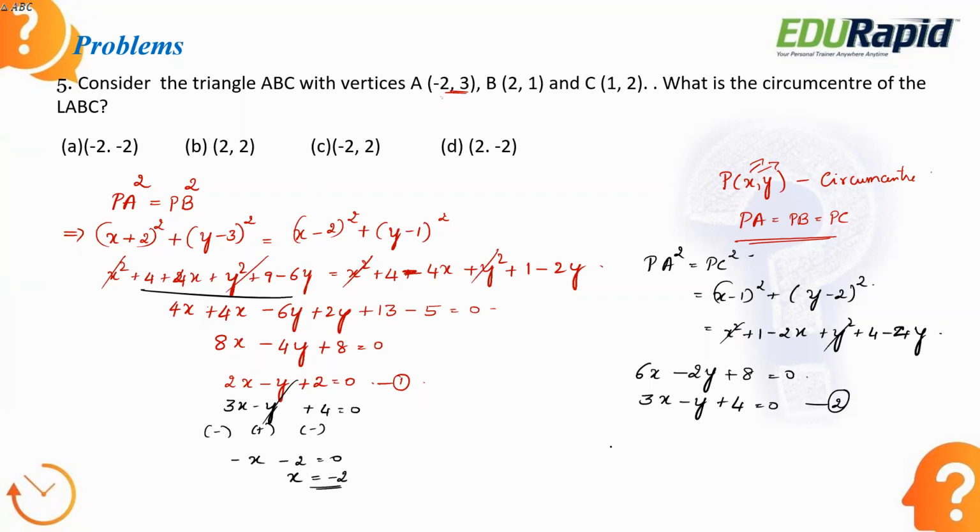Substituting in one of these equations, again, I have 2 into minus 2 minus y is equal to minus 2. So it's minus 4 minus y is equal to minus 2, so y is equal to minus 2. So my right option would be option A, minus 2 comma minus 2. Is that clear?